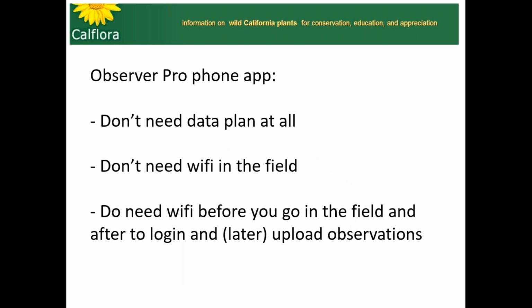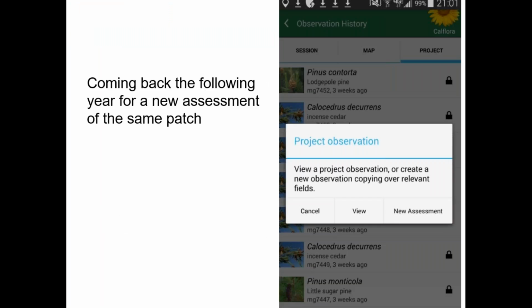So you don't need a data plan, you don't need Wi-Fi in the field at all. I use iNat for non-plant observations, and one of the things that bothers me is that it's always uploading, always connecting, it's draining my battery, and it drives me crazy. So I just use Observer Pro on airplane mode and go in the field, and it doesn't drain my battery, on Android especially. We'll be back the following year for a new assessment. You can do that on the app or on the website.